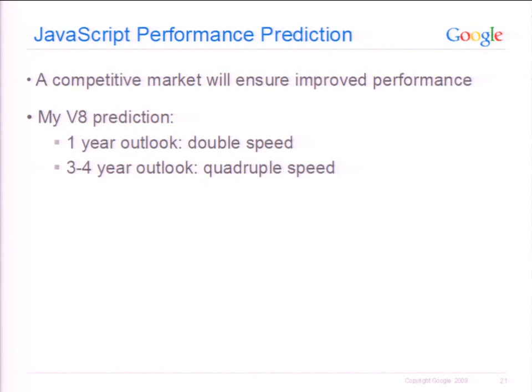All right? My prediction for JavaScript performance is that we'll double the speed within a year when it comes to pure JavaScript performance. And within 3 to 4 years, we should at least get a factor of 4. I don't see any major bottlenecks in doing that other than it's hard work.